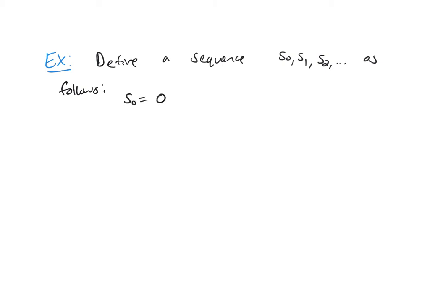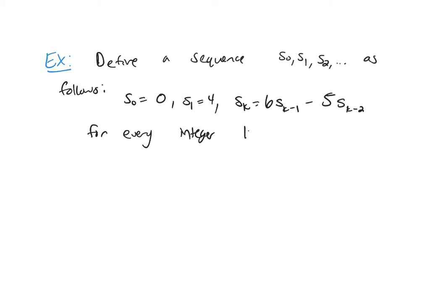So let's look at our first example using strong induction. Let's define a sequence S0, S1, S2 as follows. The first term in the sequence, S0, is 0. The second term, S1, is 4. And then we're going to have a recurrence relation. S sub k is going to be 6 times the previous one minus 5 times the one before that, so it'll be S sub k minus 2, and that's for every integer k that's at least 2.